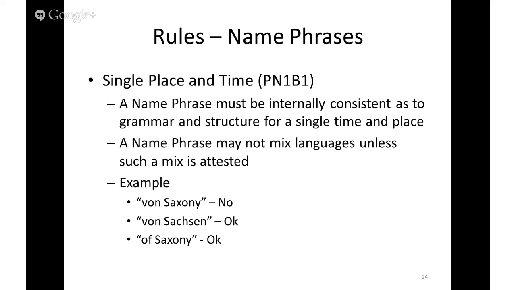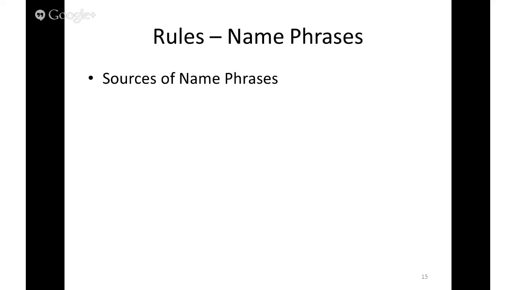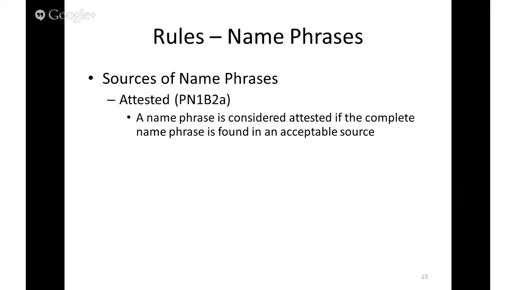For example, in period English, we use de, the French de, as a marker for locative all the time, because it was there from Latin, it was there from Norman French. So John de London is perfectly permitted, because that is well attested. So where do we get name phrases? Name phrases can be attested. A name phrase is considered attested if the complete name phrase is found in an acceptable source.